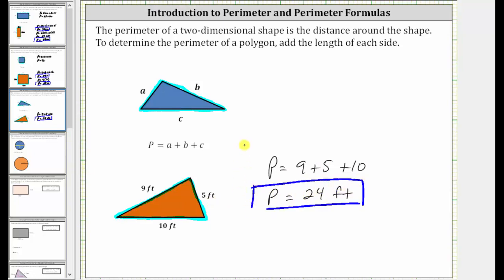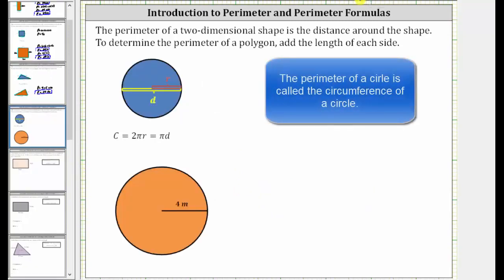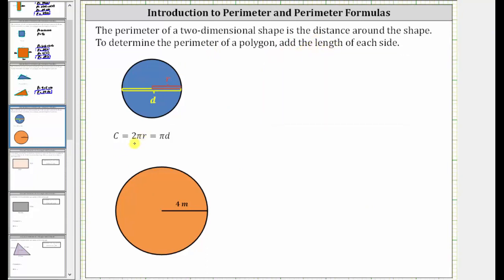Now let's consider the perimeter of a circle. The perimeter of a circle is called the circumference, and a circle is not a polygon, and therefore we'll have to use a special formula: the circumference C is equal to 2 pi r, which equals pi d, where r is the radius of the circle and d is the diameter. Looking at the circle here, notice how the radius is the distance from the center to the circle, and the diameter is equal to 2 times the radius, or the distance across a circle passing through the center. For example below, we are given the radius r, where r is equal to 4 meters.